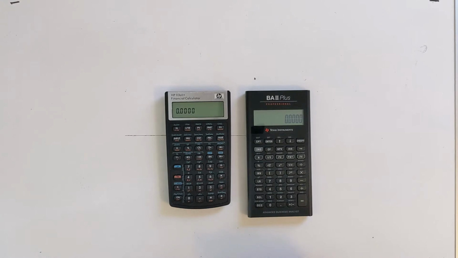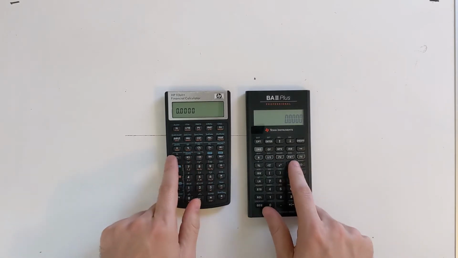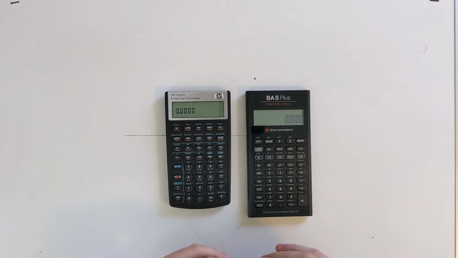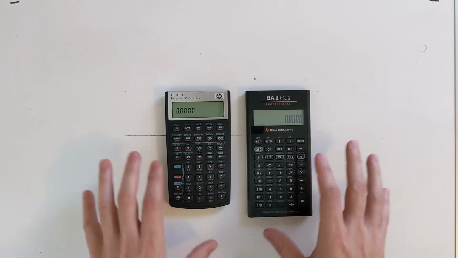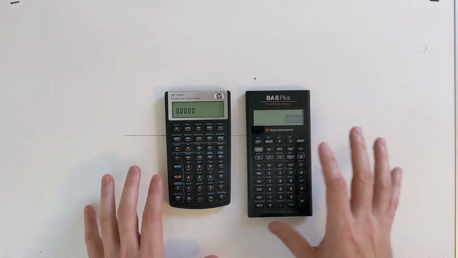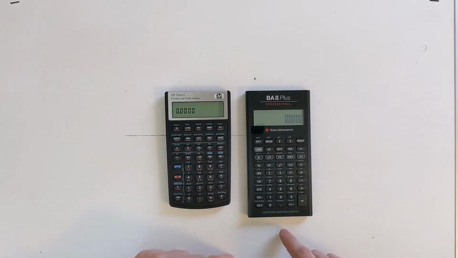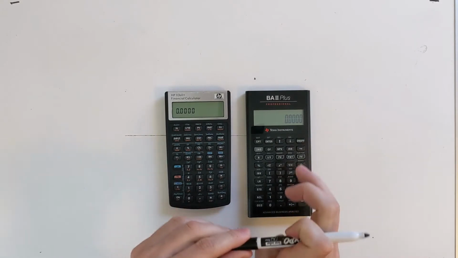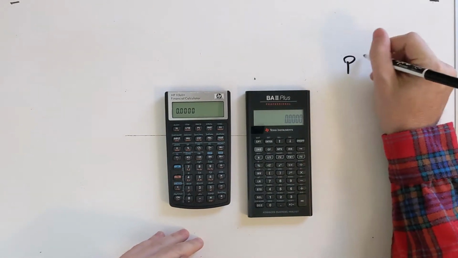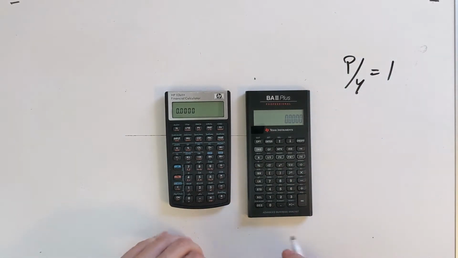Now I've got the same number of digits on each one. Okay, the next thing that we are going to set up is the periods per year setting. Now these calculators have settings that will allow you to change the number of periods per year when it's doing the math. But we do not want to use that setting. It's just going to cause you problems in the future. So you want periods per year to always equal 1. So the way you get that set up.